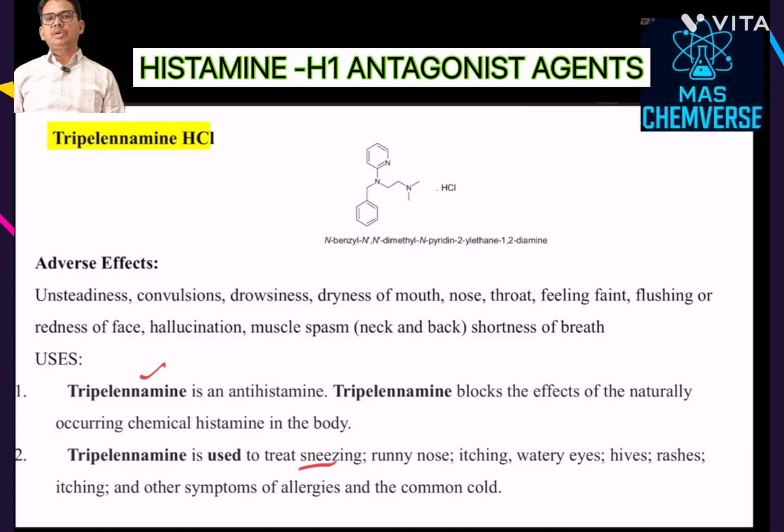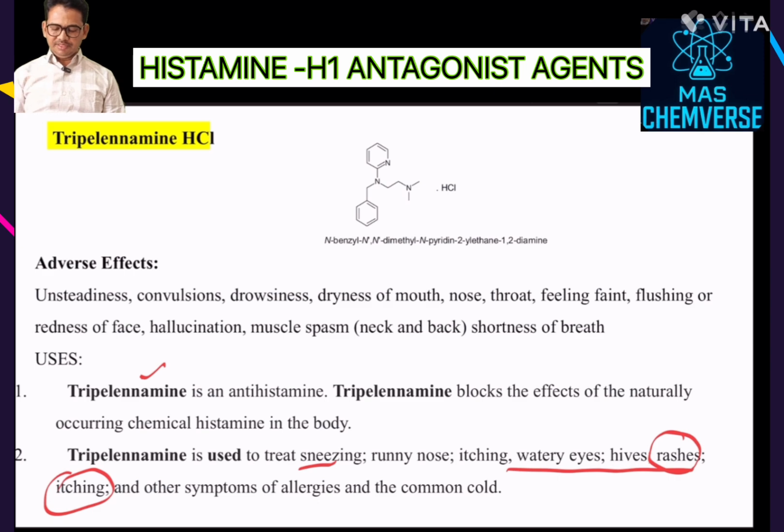Remember, if you are confusing the writing of the uses, remember the first use is the same. It is used for allergies, that may be nose allergy, eye allergy, or itching of the body. All those things will be discussed here. Because due to allergies only rashes will be caused, due to allergy only itching will be caused. Is it right or not? That's why the uses remain the same.